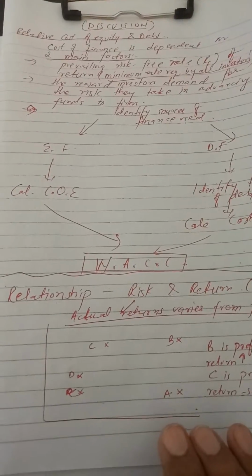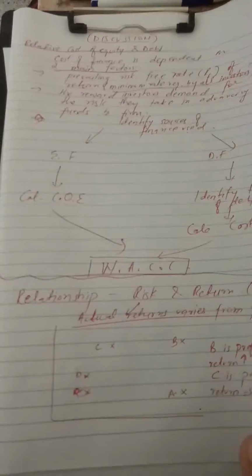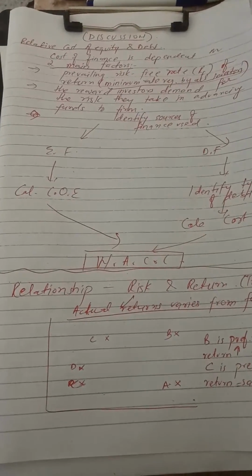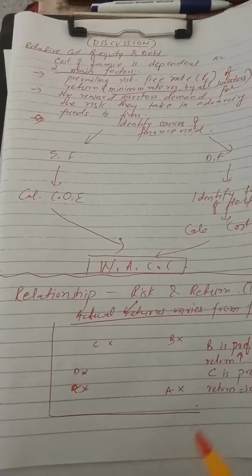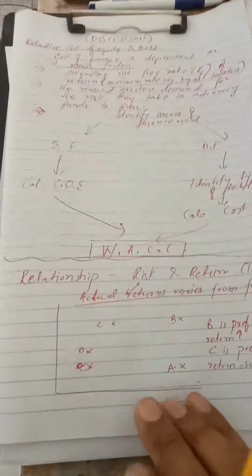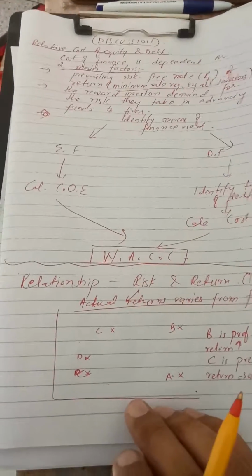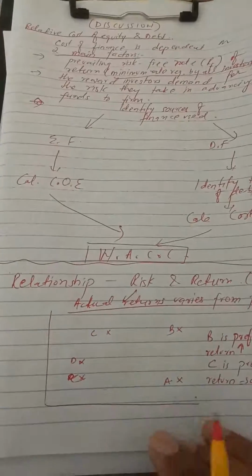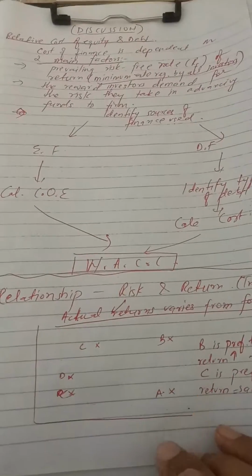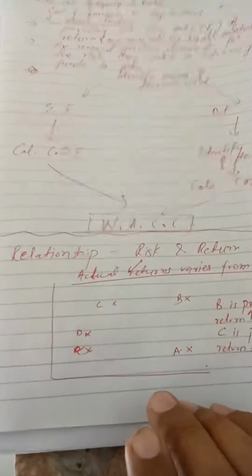The second is the reward investors demand for the risk they take in advancing funds to the firm. This is the reward normally, because the cost of finance is dependent upon the reward investors demand for the risk they take in advancing funds to the firm. Obviously, normally the investors put funds in companies or firms, so in return they want a reward as well. So that is the cost of finance, and the cost of the capital that is invested.